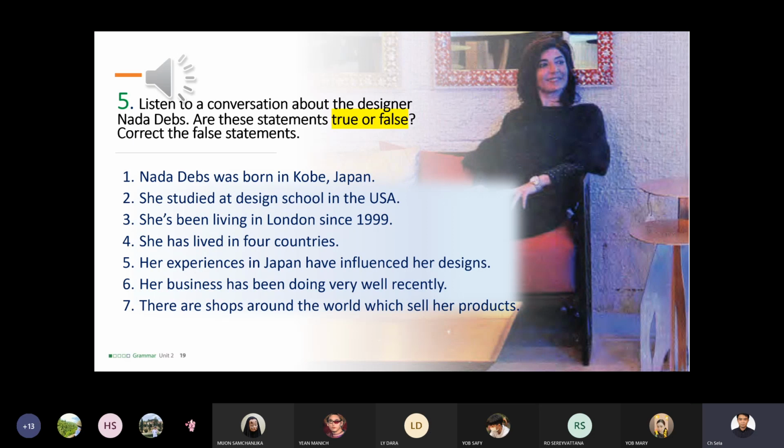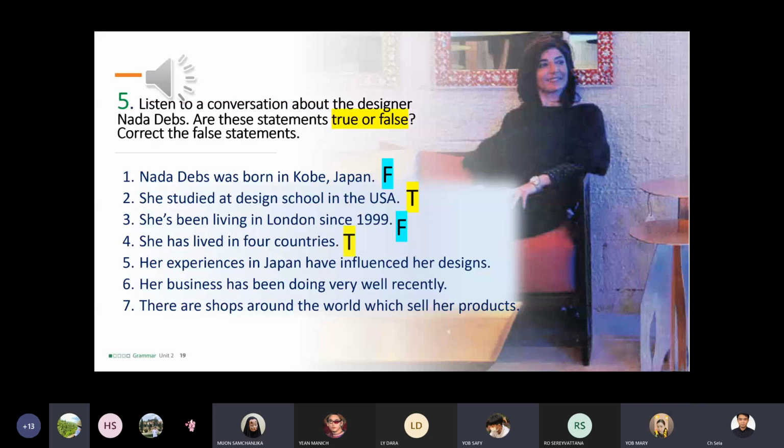Number 1, Nada Debs was born in Kobe, Japan. True or false? False. Okay. Number 2, she studied at design school in the USA. True. Number 3, she's been living in London since 1999. It's false. Number 4, she has lived in 4 countries.